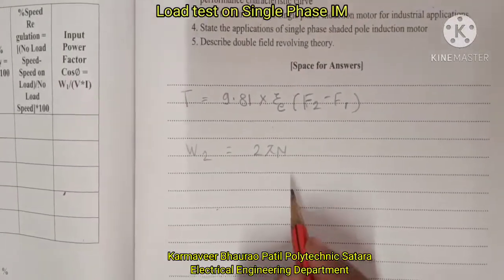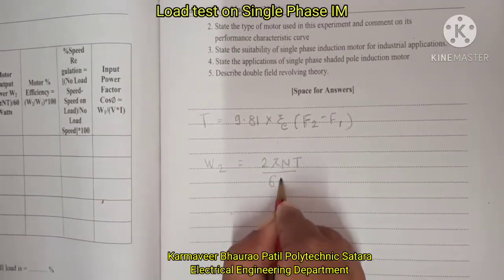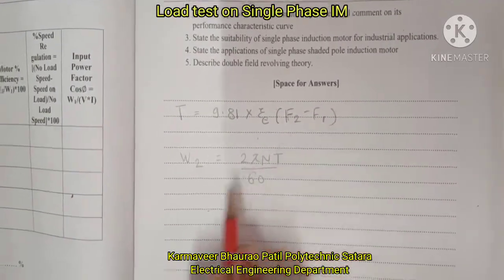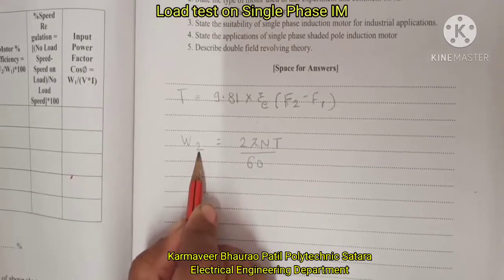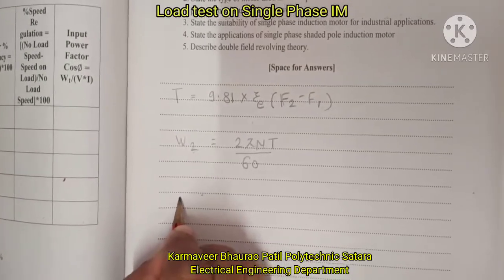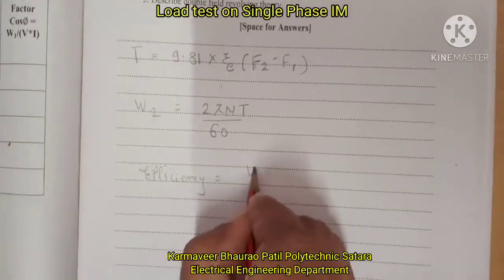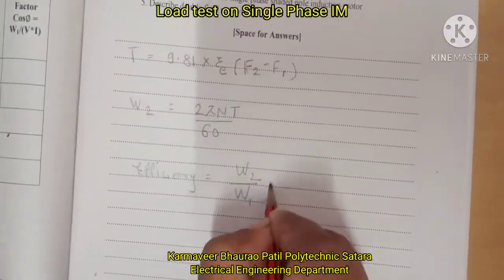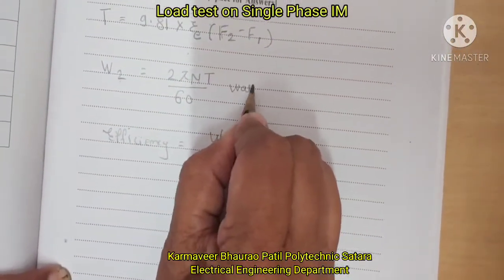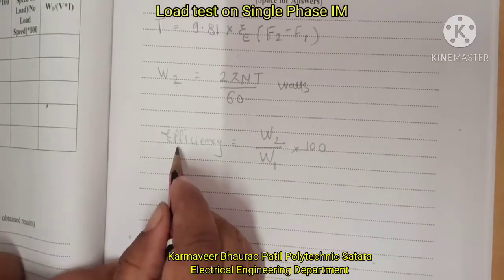Once you find out the value of the torque, you have to find out the output power because we want to decide the efficiency. So W2 will be calculated as 2 pi NT upon 60. We are having readings for speed. We have calculated the torque in the first calculation. So accordingly find out the value of W2, that is the output power. When you calculate output power, you will find out the efficiency of the motor as W2 upon W1 into 100. W2 you have to calculate here. This power will be in terms of watts. Input power we have measured using wattmeter, that is also in terms of watts. So you find out the efficiency.